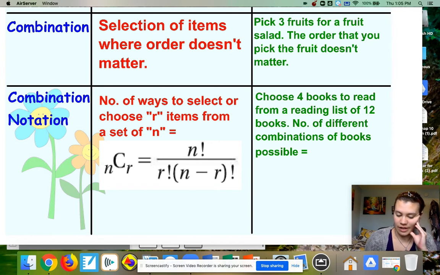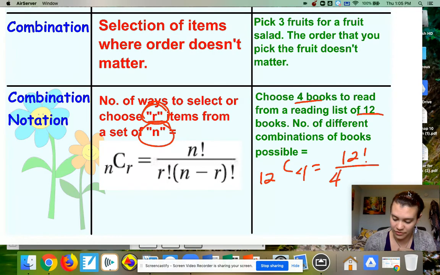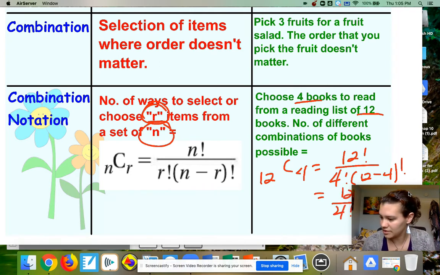So then combination notation, similar idea. N is your total number. R is the number of items you want from your total N. So here, if you want to choose 4 books to read from a list of 12, but you don't care which one you read first, you have 12 total books and you want to pick 4. So you have 12 factorial over 4 factorial times 12 minus 4 factorial, and you get here an 8 factorial.